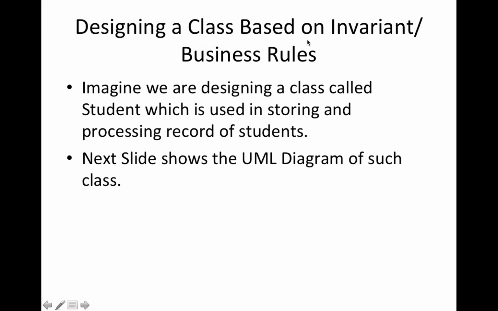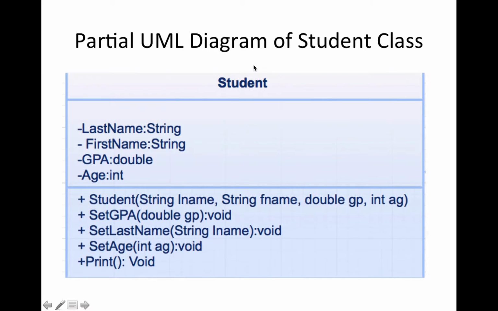Alright, we're going to design a class based on invariants and business rules. Imagine that we are designing a class called Student, which is used in storing and processing records of a student. That could be any college or university. And we show in the next slide the UML diagram of such a class. I'm not saying that would be the ultimate UML diagram, but a partial UML diagram. This is the partial UML diagram of the Student class.